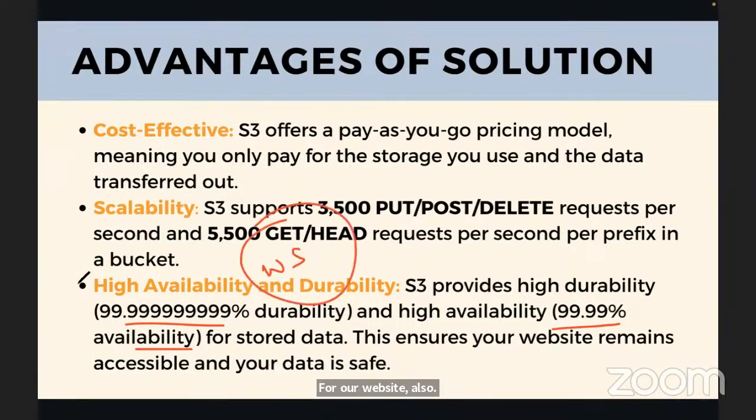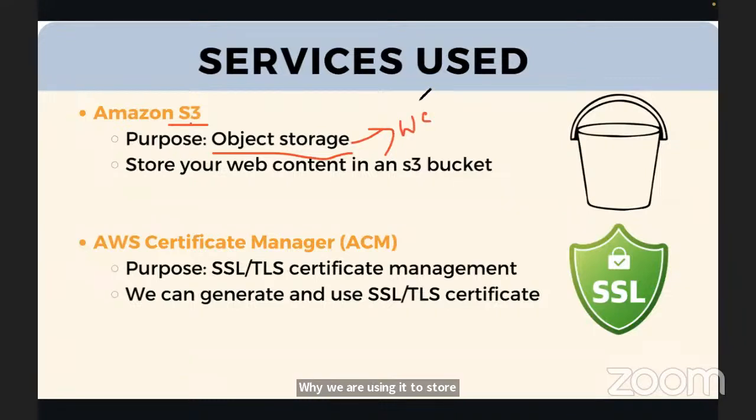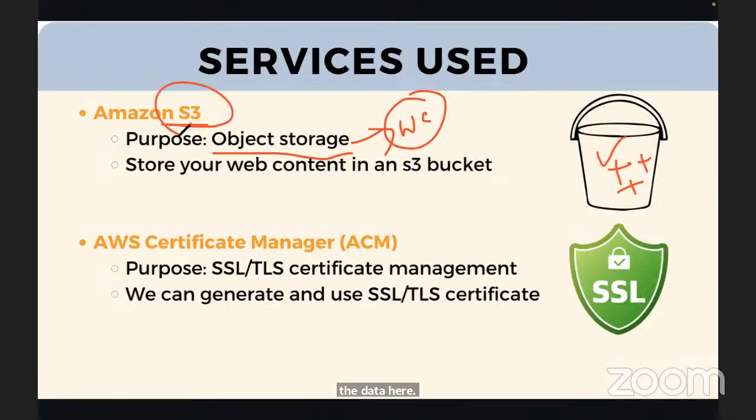So these are some advantages of the solution we are going to prepare now. And what services are we using? The first service we are using here is Amazon S3. Why are we using it? To store our web content, whatever web pages we are going to deliver. Either it may be simple HTML content, or a big web template you can download and modify. Whatever that website is, we are using this S3 bucket to store all the data here. That is the S3 purpose in this solution.